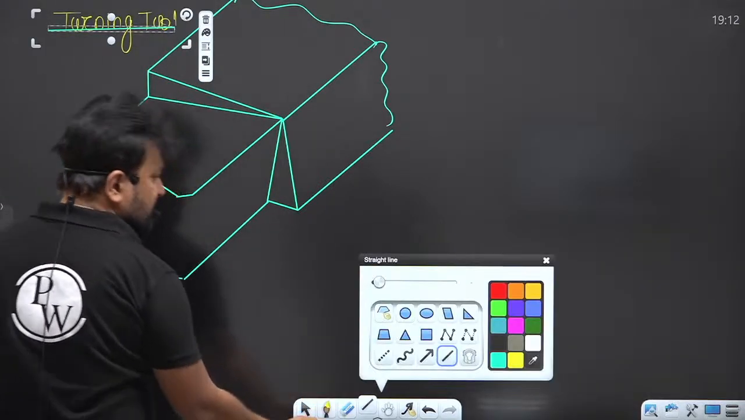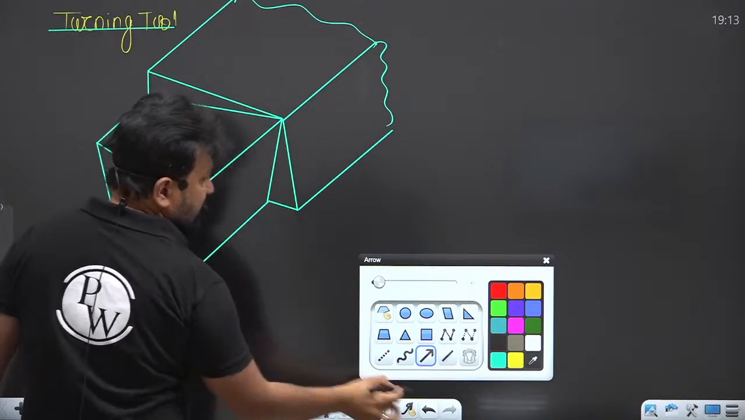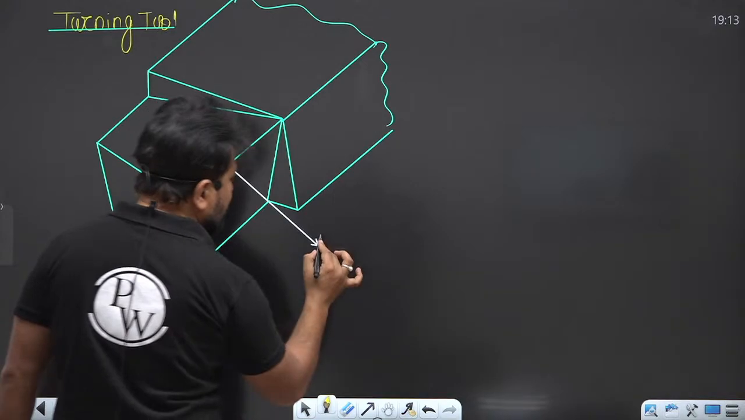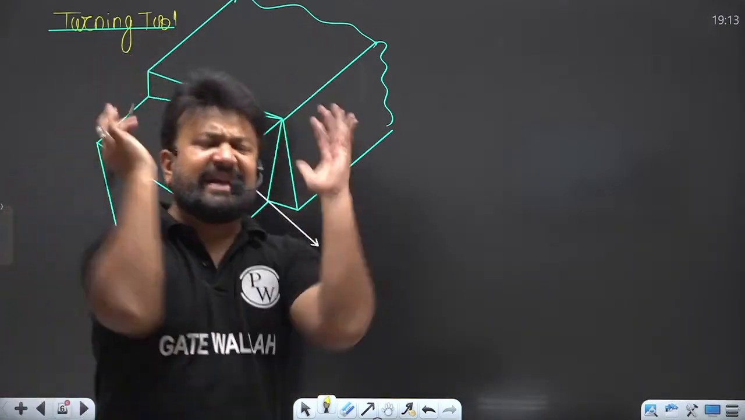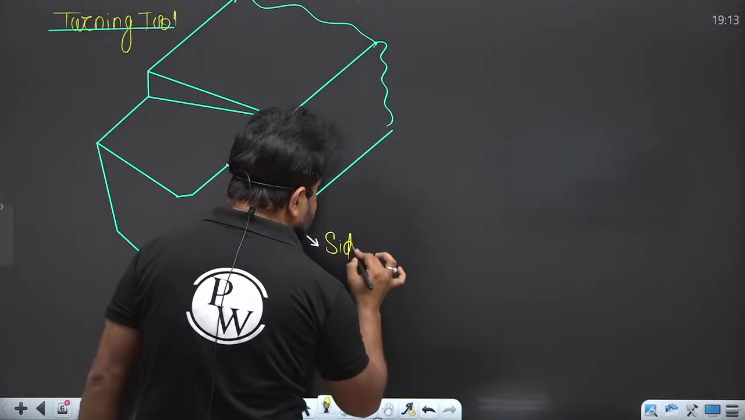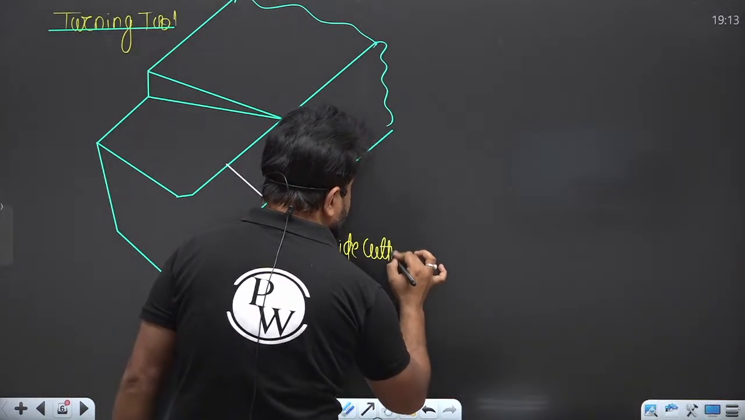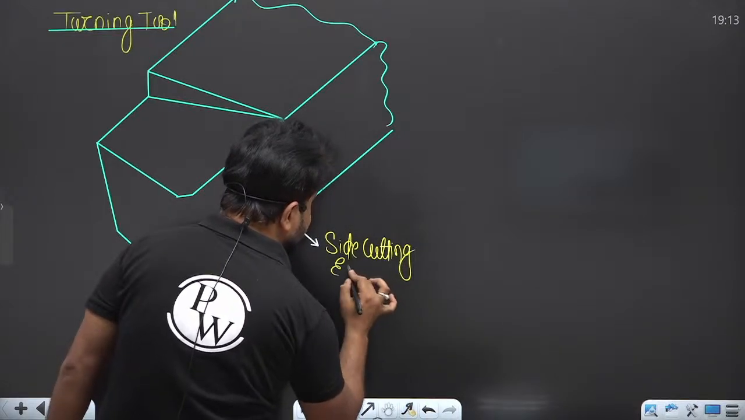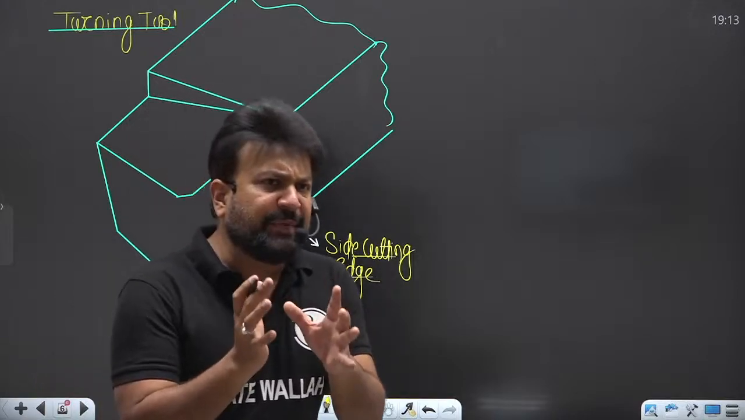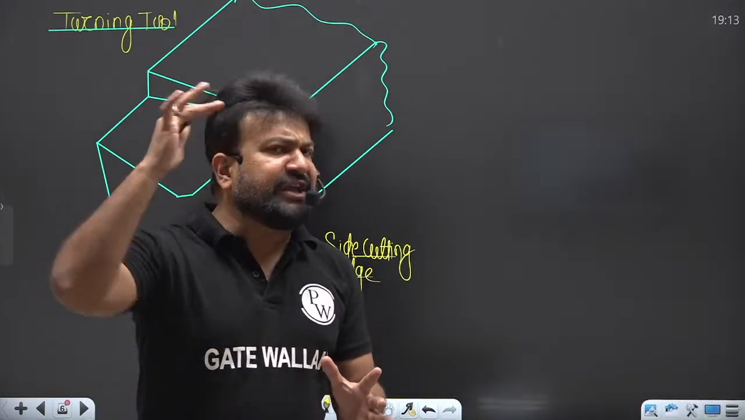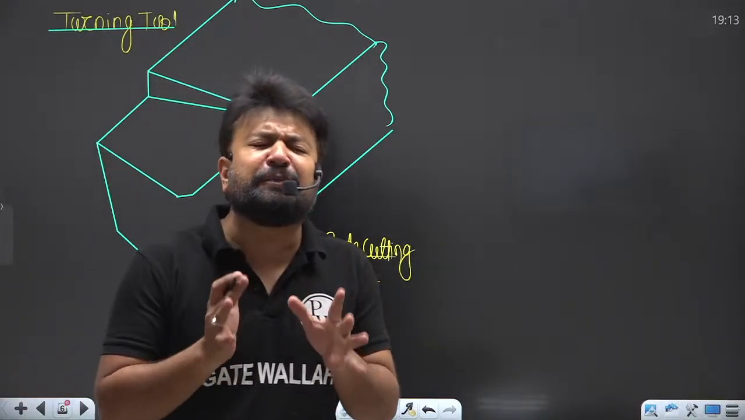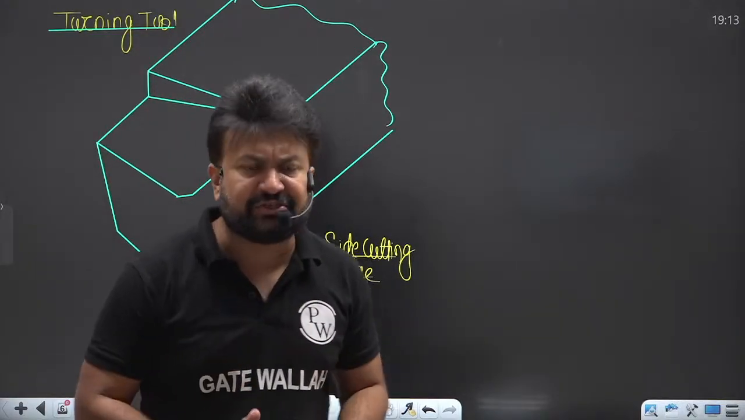Okay. So, this edge I'm talking about, this edge is known as what? Your main cutting edge, your principal cutting edge. That is your side cutting edge. And I will tell you, in turning operation, only this side cutting edge is going to participate in the machining operation.